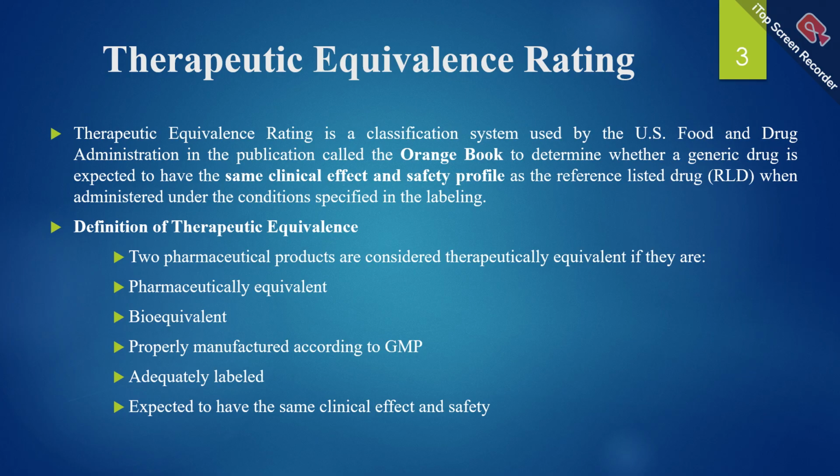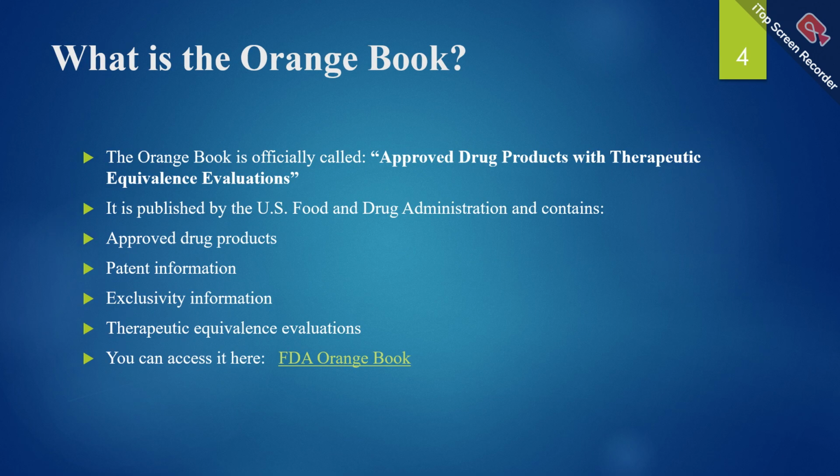See here, what is therapeutic equivalence? Two pharmaceutical products are considered therapeutically equivalent if they are pharmaceutically equivalent and bioequivalent, and properly manufactured according to GMP, good manufacturing practices, adequately labeled, expected to have the same clinical effect and safety. So when all these criteria are followed, then only we can say both the products are therapeutically equivalent. They should be pharmaceutically equivalent and also bioequivalent, and they should be manufactured under good manufacturing practices and adequately labeled, and expected to have the same clinical effect and safety.